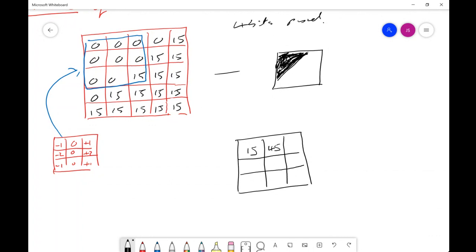Is that right? No, it's wrong. What should it be? Naught. 15 times 2 is 30. Plus 15, 45. And there's nothing underneath the negative weight. So it's going to be 45.